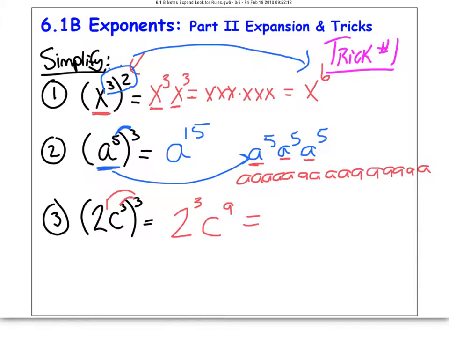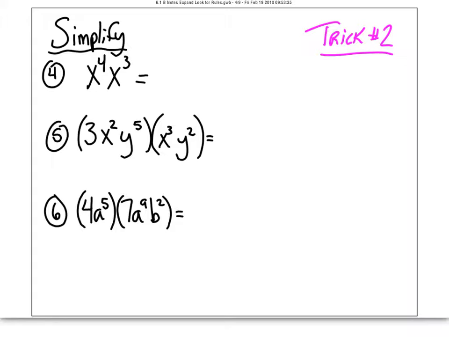Now be careful, I am going to simplify. This is a number. 2 cubed is 2 times 2 times 2, which is 8, c to the 9th. And again, in the expansion method, if I did it, you'd have to be careful because this whole thing has to be repeated 3 times. That's why we see the 2 happening 3 times.